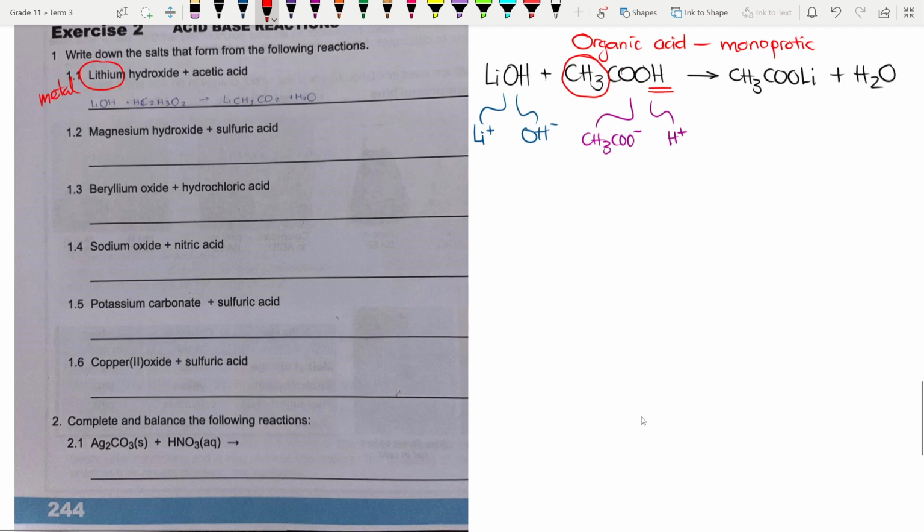So let's quickly fill these other ones. Magnesium hydroxide. Magnesium is Mg2 plus, and when it meets hydroxide, hydroxide is OH minus, so it means, I think this is pretty basic from grade 10.